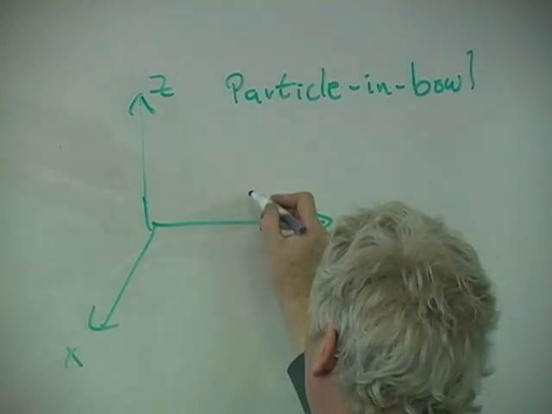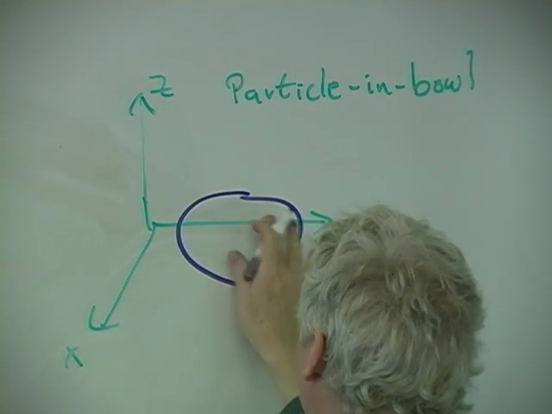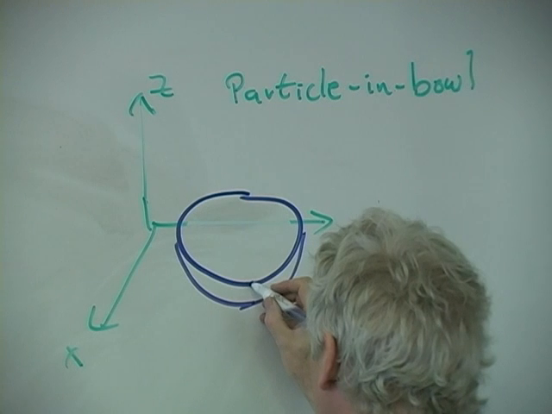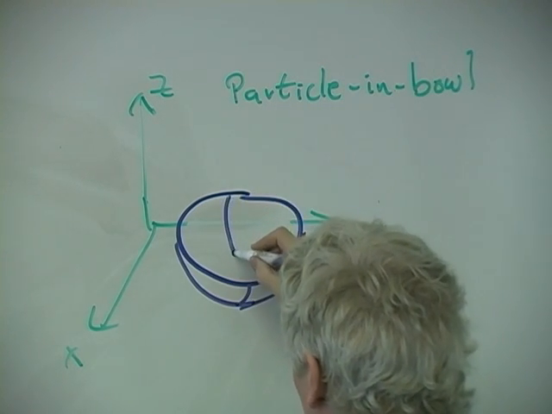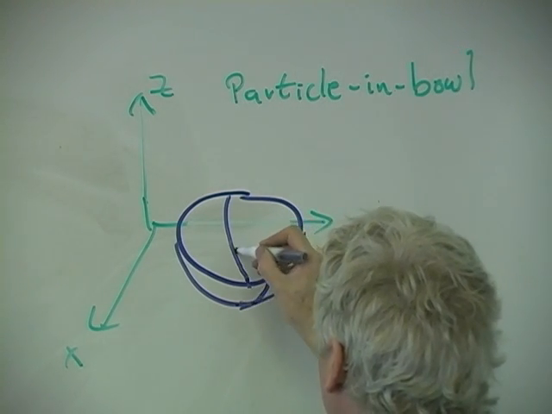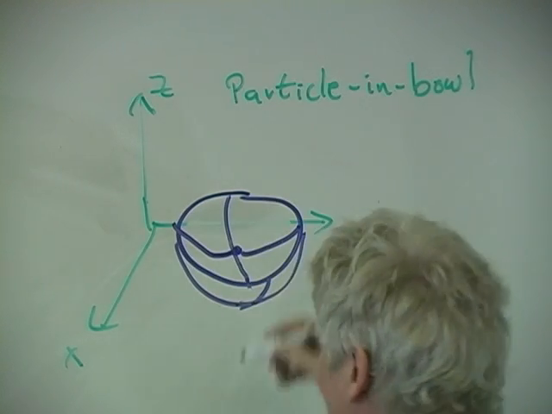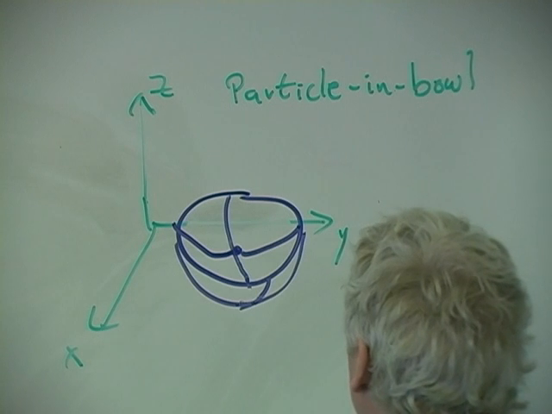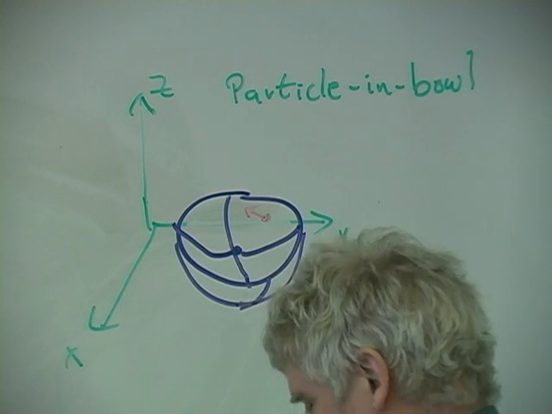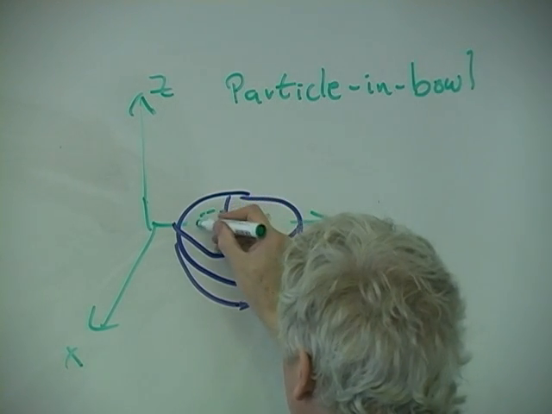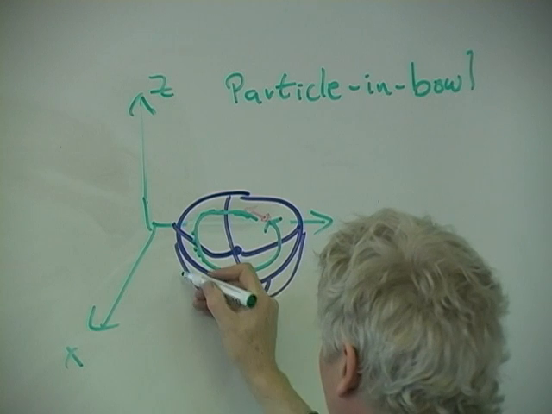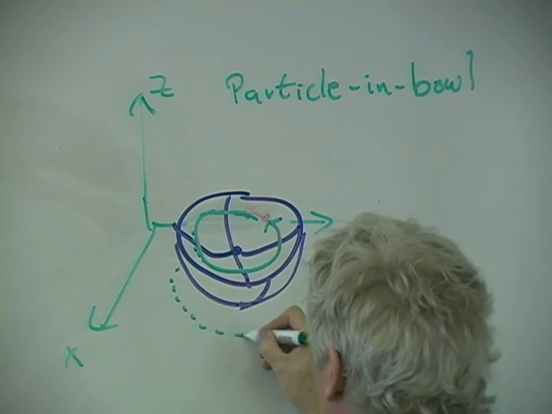Joe Garbini could probably draw a bowl a little more nicely than I could. There's a bowl. This must be the outside of the bowl. This must be the inside of the bowl. This must be the bottom of the bowl. This must be a particle in the bowl, starting out in a given direction with a given velocity. This must be the trajectory of the particle in the bowl. And this must be the projection of the trajectory onto the xy plane.